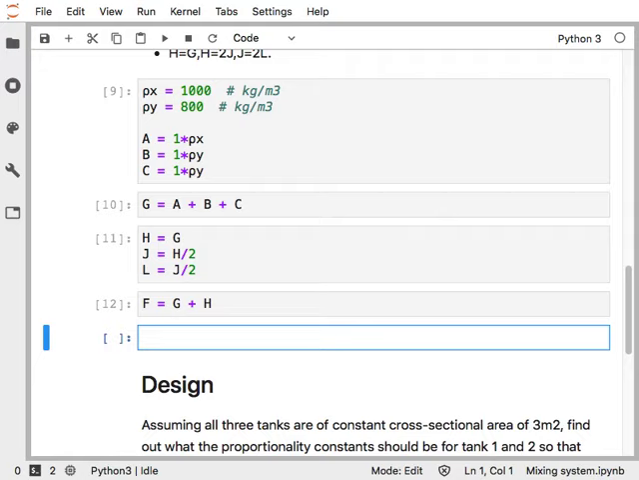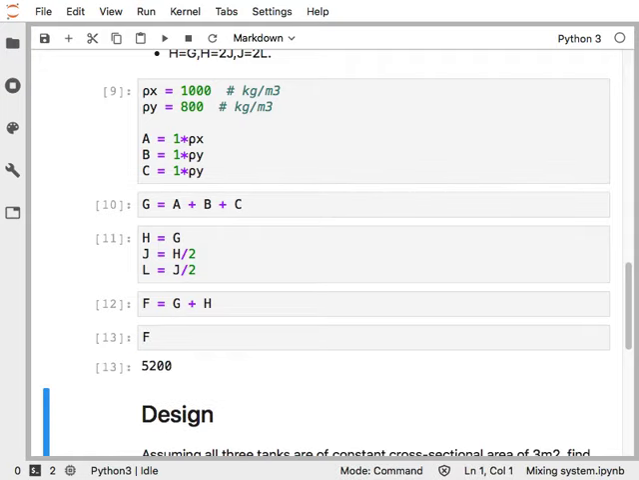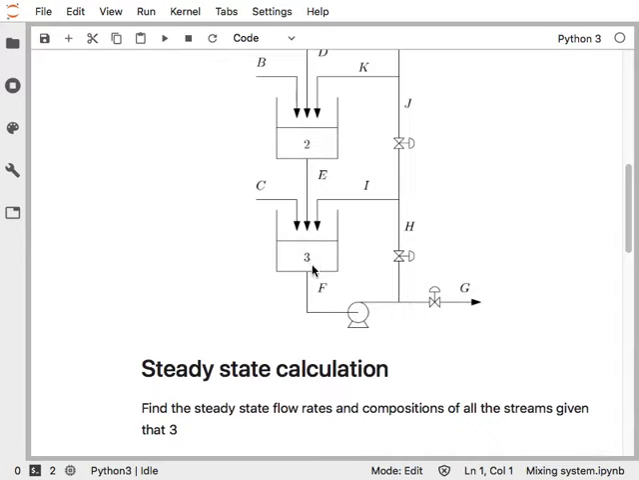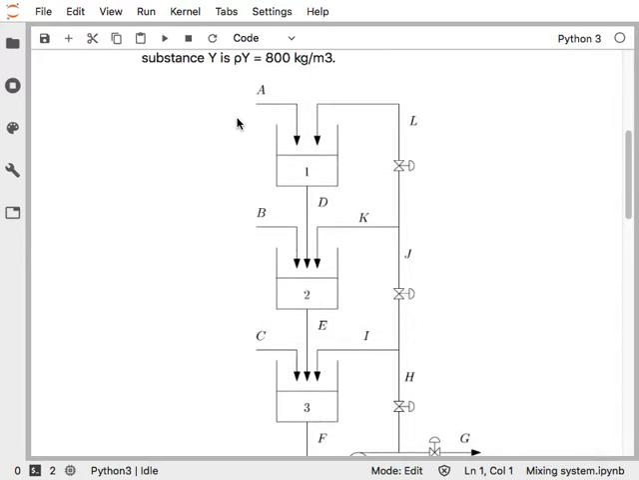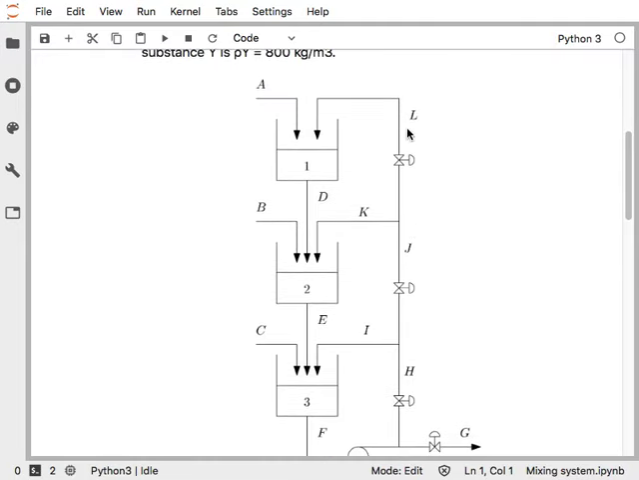I can obviously inspect that and just see whether that makes sense. So I'm looking at that, yeah, order of magnitude, that looks like a number that I could maybe expect. So now that I've got F, I've got A, B, C, G, H, F, J, and L. Okay, so I'm looking at that with my CIR mind.